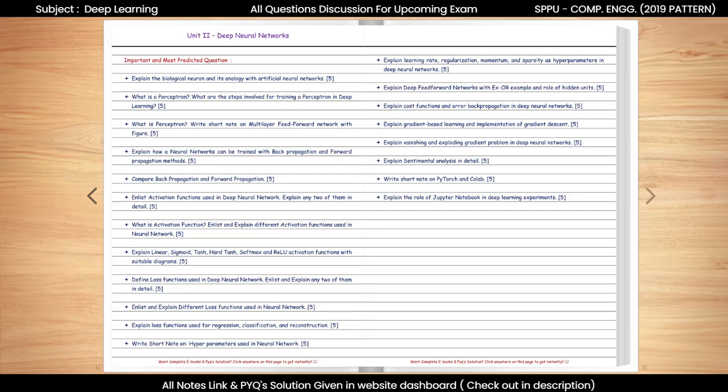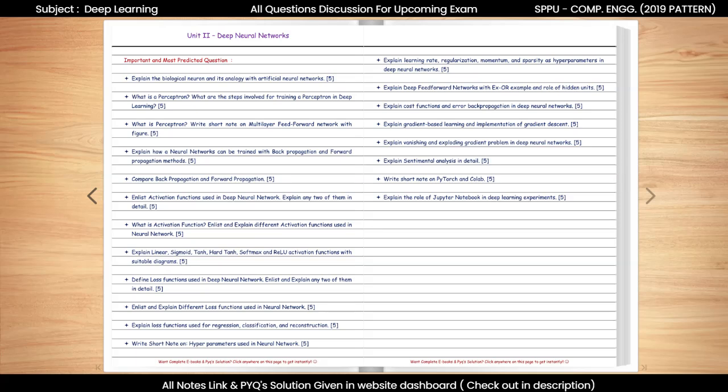Now, let us move on to our next important topic, Jupyter Notebook. From this topic, we can expect questions such as, explain the role of Jupyter Notebook in deep learning experiments. Jupyter Notebook provides an interactive environment where code, output, and explanation exist together. It helps in experimenting, visualizing results, and documenting deep learning models clearly.